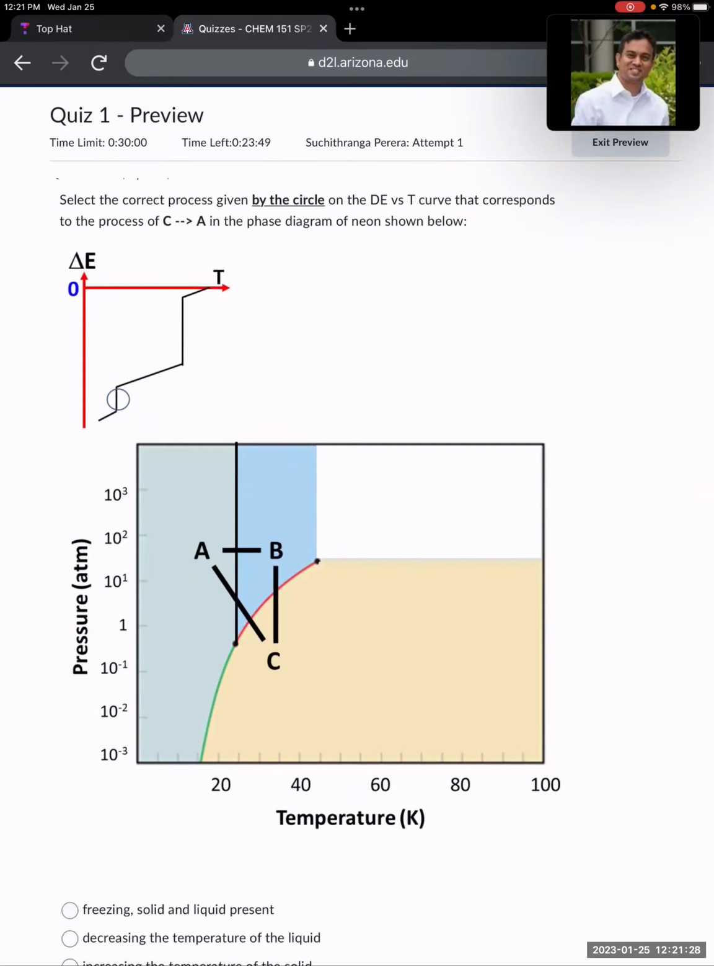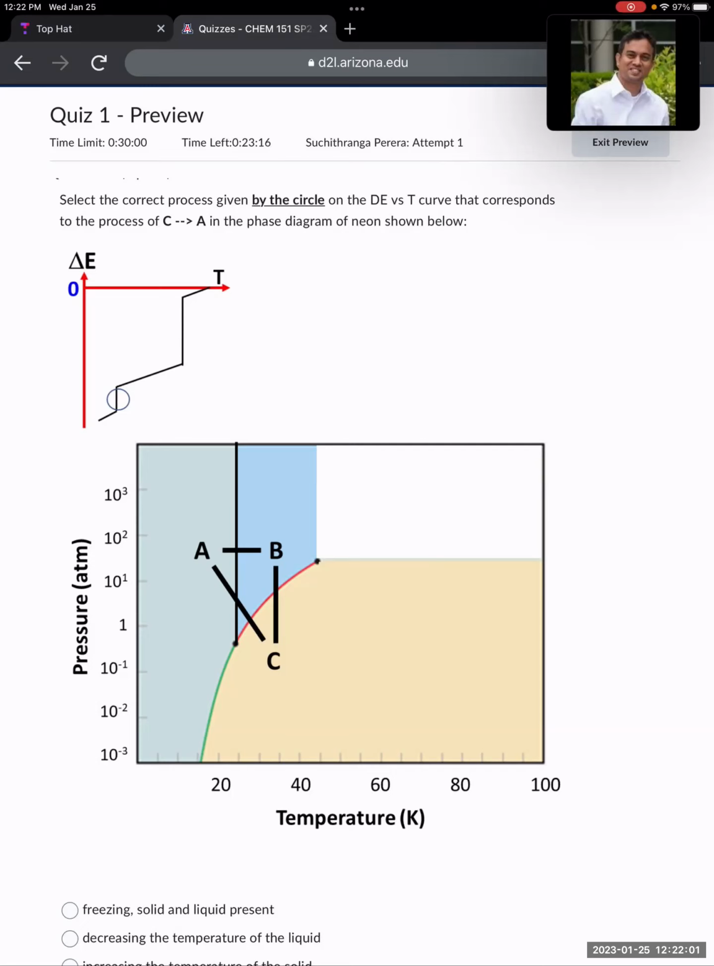Question 3. Select the correct process given by the circle on the delta E versus temperature curve that corresponds to the process of C to A. Okay, so C to A, all right, so we are starting at a higher temperature, and then we are ending up at a lower temperature.